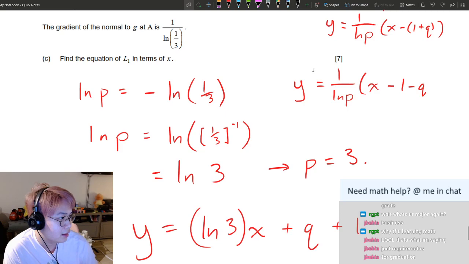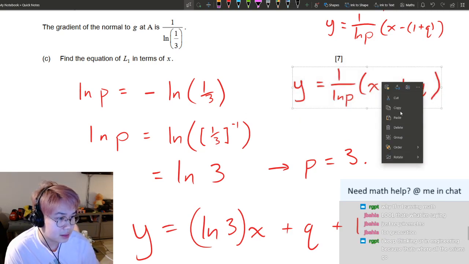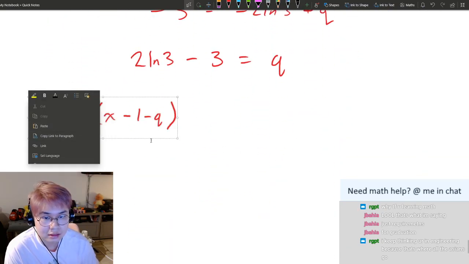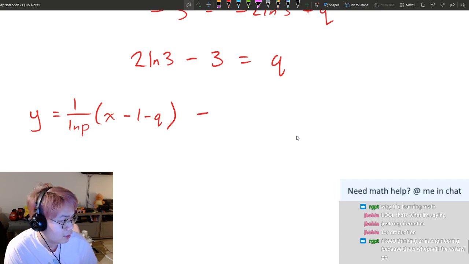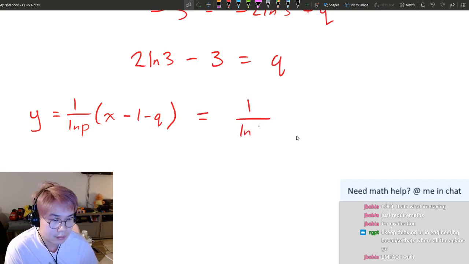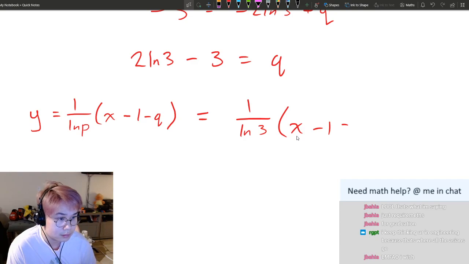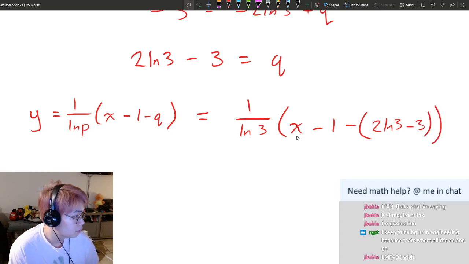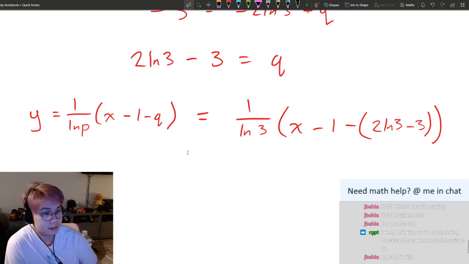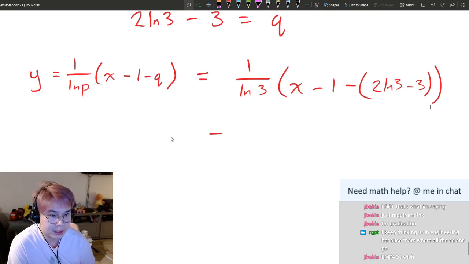So now I want to find equation L1 with no more P and Q in it, but that's fine. I just found out what they were. So I'm going to just copy this. And I'm going to replace my values. We're basically done.